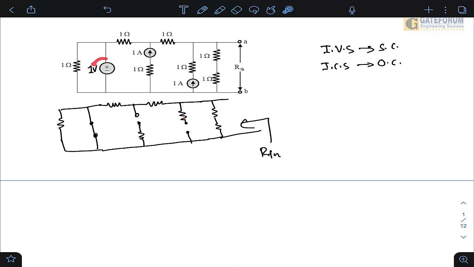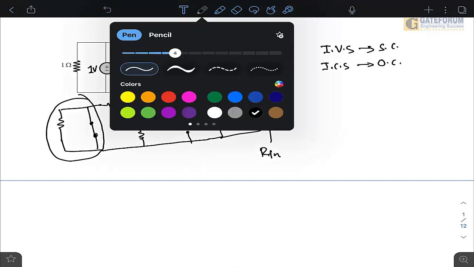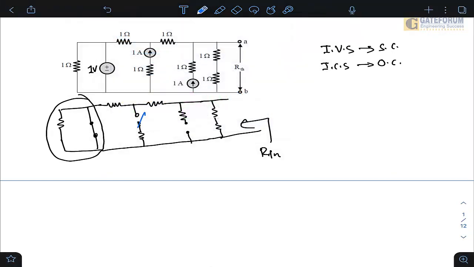So you see, ideal voltage source shorted, ideal current sources, they are open circuited. So now if we see, this segment is replaced by short circuit because 0 ohm parallel with 1 ohm is again 0. So now we are left with, and these are all dummy elements which are being open circuited. So these paths have no role at all.